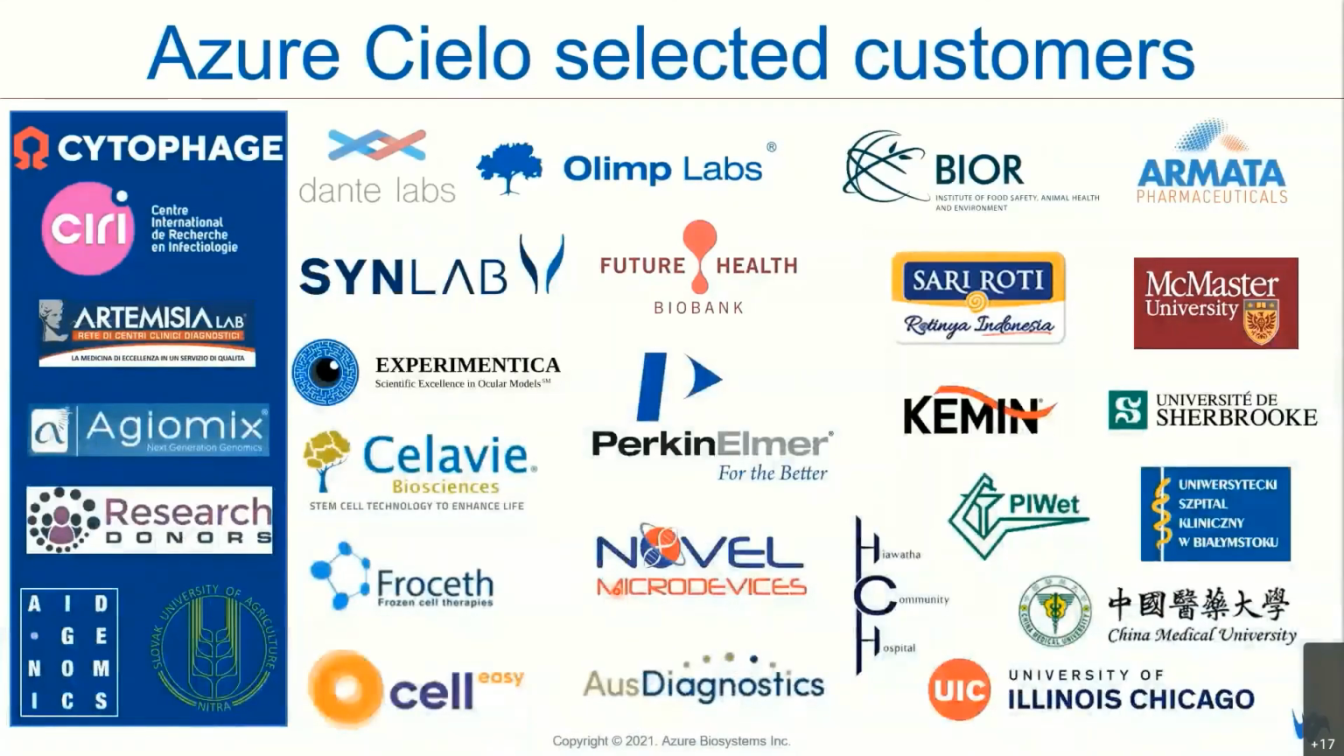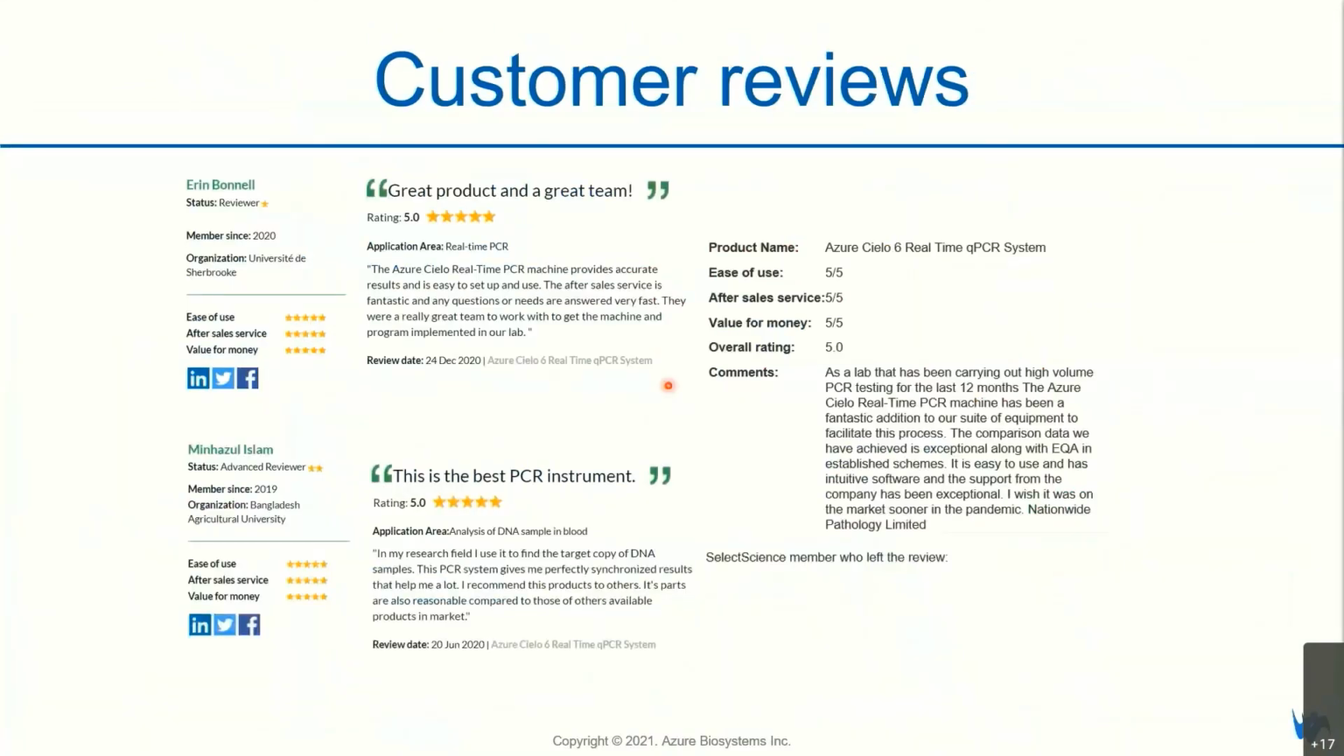This is the list of our selected customers that are currently using the Cielo machine. We have PerkinElmer and other labs, and we have research institutes all over the world in the US, in Taiwan, and also in Singapore. Kermin is doing food industry, Sariyoti in Indonesia is doing food industry, and there are cell and other therapeutic or immunotherapeutic companies. Right, so we have customer reviews.